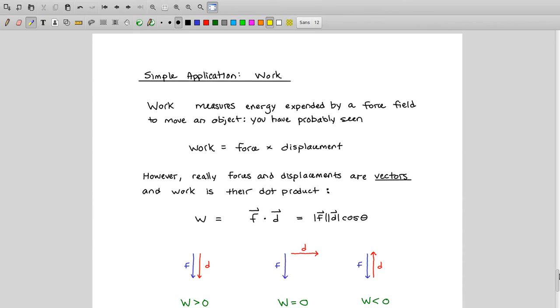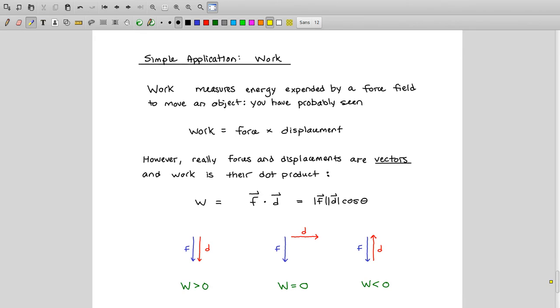The last part of this lesson is a simple application, a sample application of dot products, which is work. All right, a physics concept. You may have heard of this formula in different sorts of contexts, that work equals force times displacement. It's a measure of the energy expended to move something from one place to another.